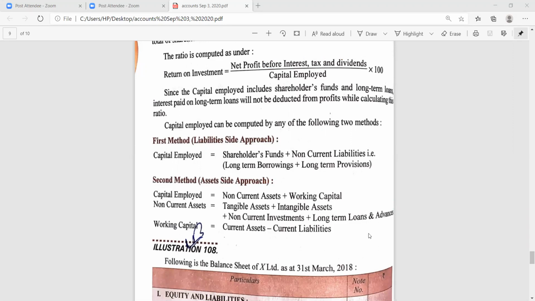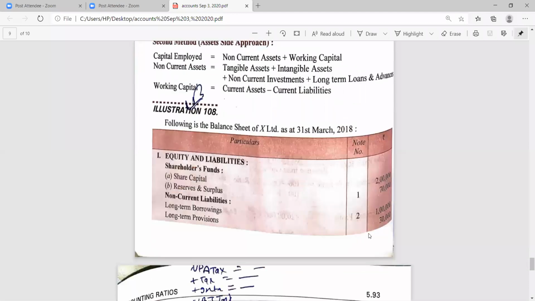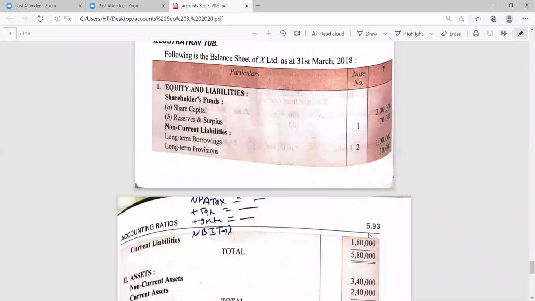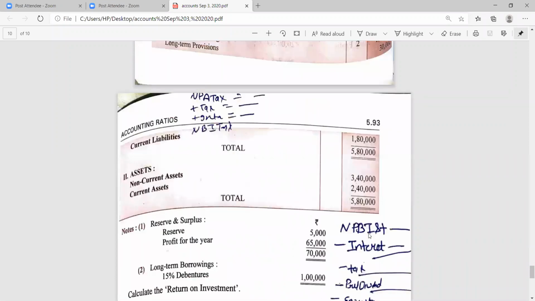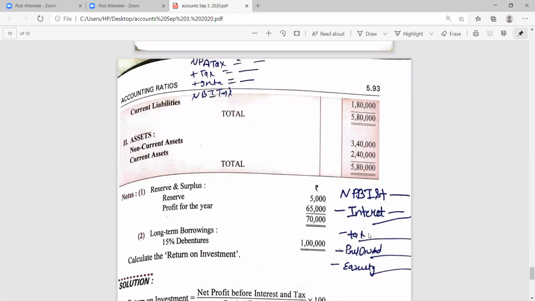Let's do illustration number 108 and then it will be clear how the calculation is to be done. Here the equity and liabilities are given, in which shareholders' fund, non-current liabilities, current liabilities, and on the asset side, non-current assets and current assets are given to us. Here the notes to accounts are also given: reserve, profit for the year, long-term borrowings, 15% debenture. We have to calculate the return on investment.